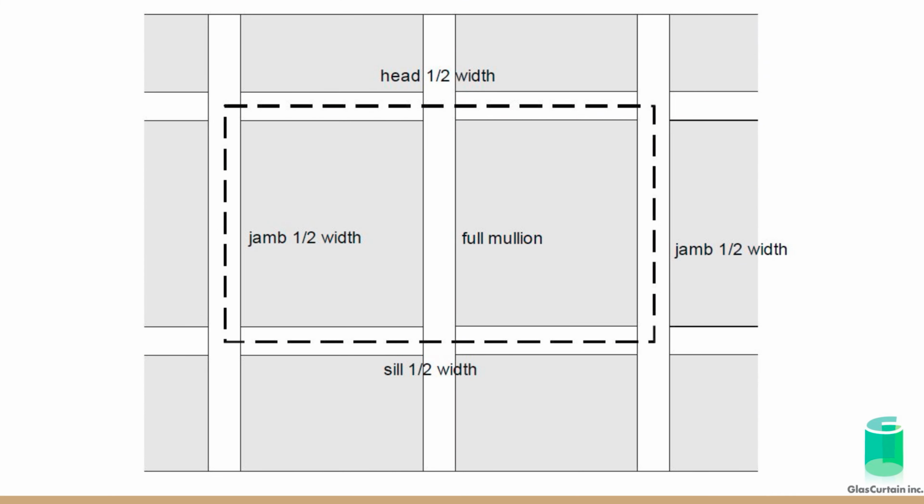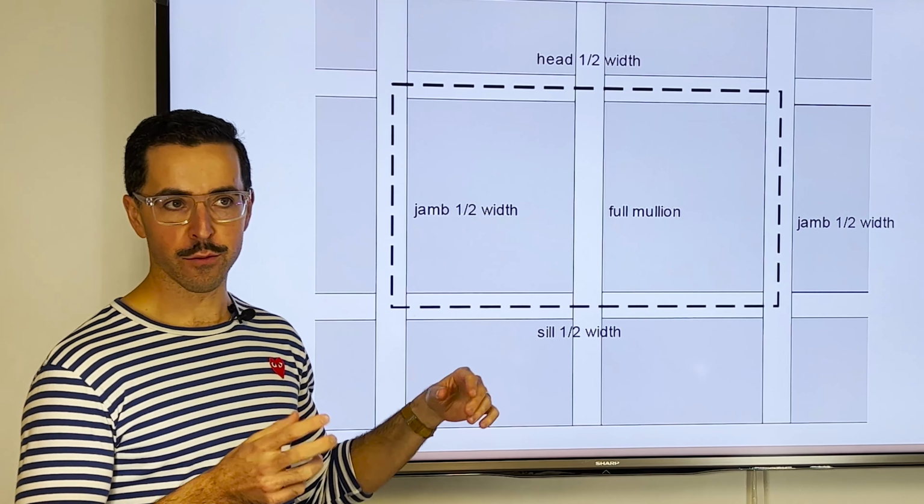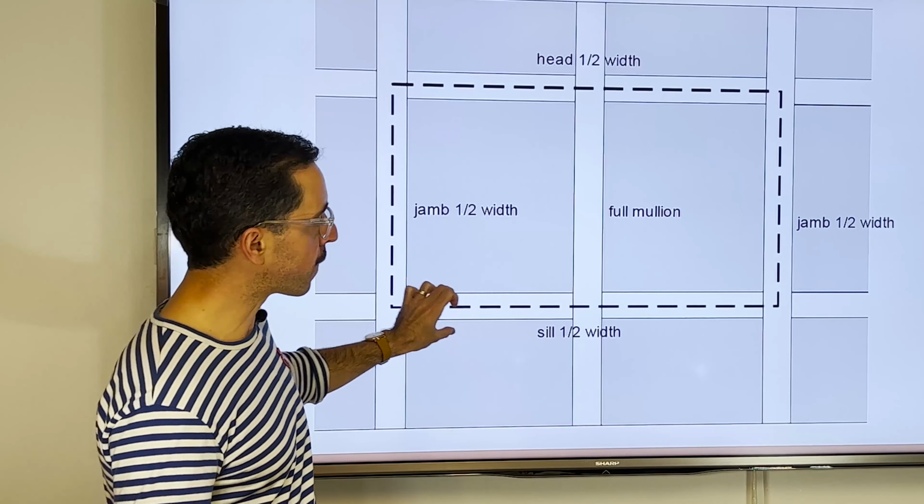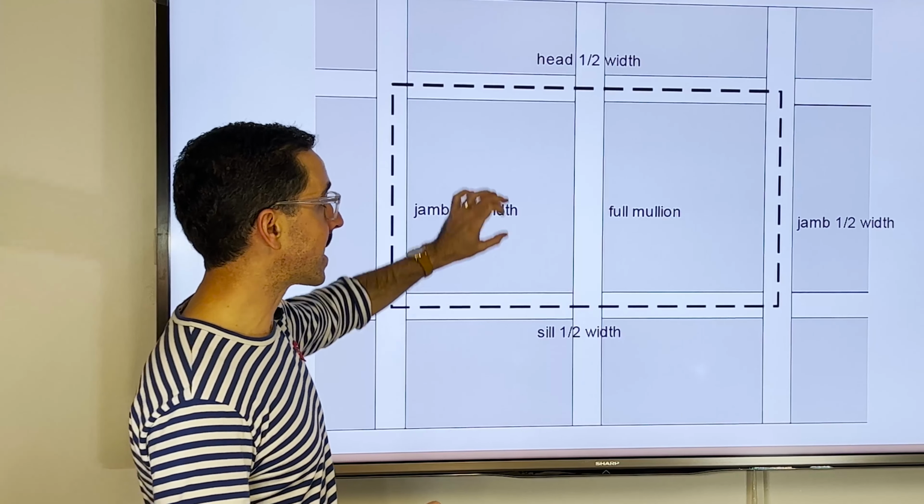Now let's see a visual example of how this all comes together. With a curtain wall in particular, we actually only use half of the frame width on any given side. If we were doing a window wall or any kind of retail storefront, we'd actually use the full width at the sill and at the head.